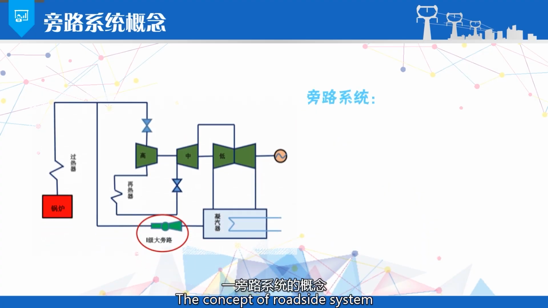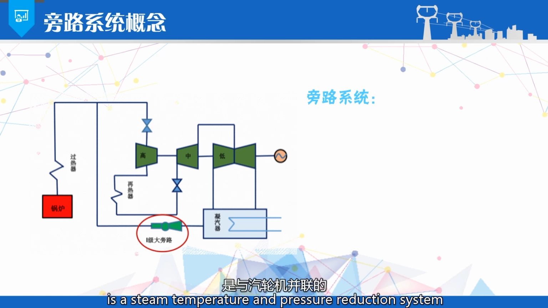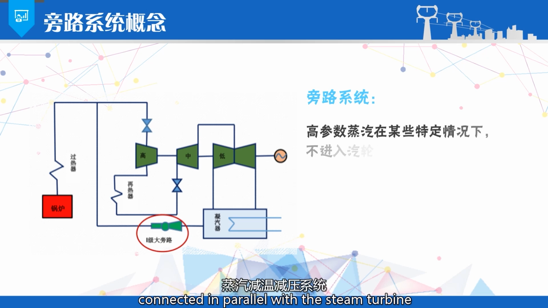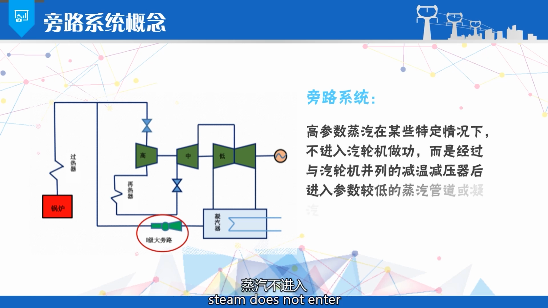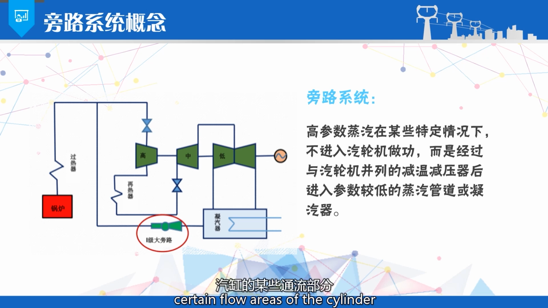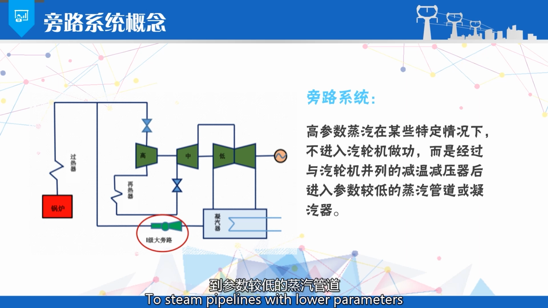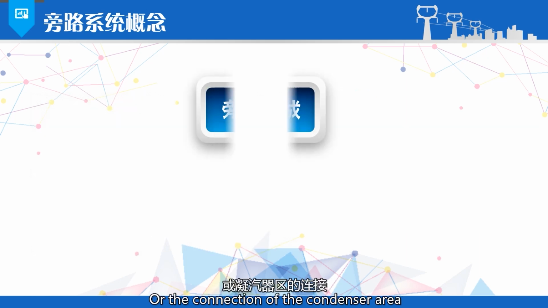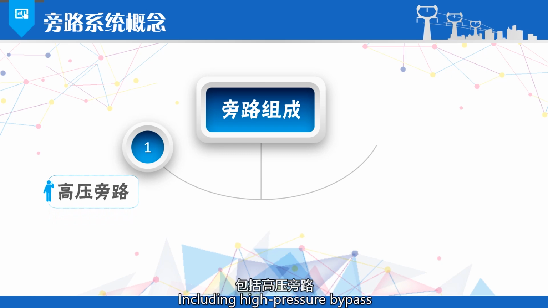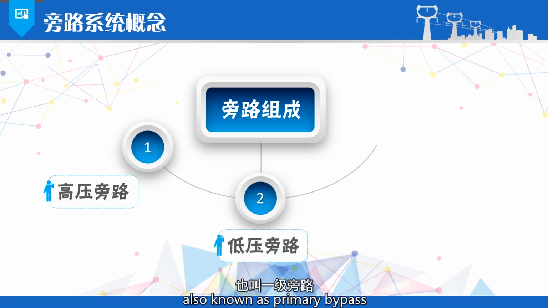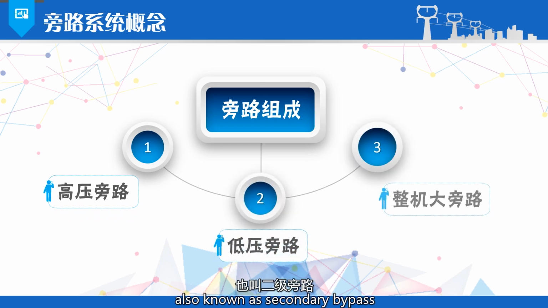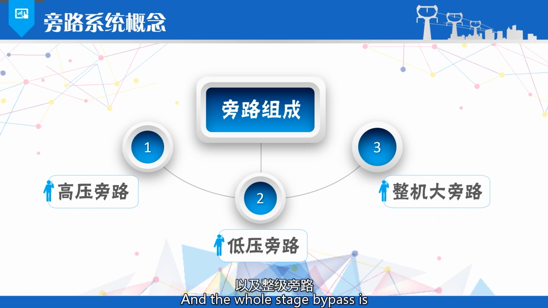The concept of the bypass system: the turbine bypass system is a steam temperature and pressure reduction system connected in parallel with the steam turbine. That is, steam does not enter certain flow areas of the cylinder, but bypasses the steam turbine, and after temperature and pressure reduction, goes to steam pipelines with lower parameters or to the condenser. The system includes the high-pressure bypass, also known as the primary bypass, the low-pressure bypass, also known as the secondary bypass, and the whole-machine bypass, also called the first stage bypass.